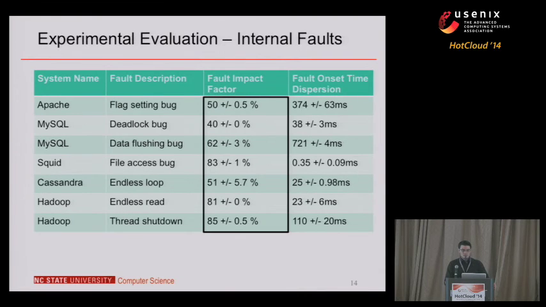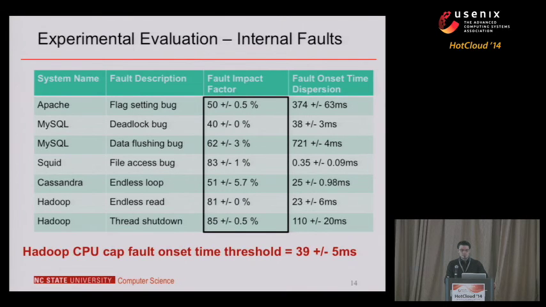On the other hand, if we look at our internal faults, we can see that they are all significantly less than 100%. Most of them are in the 60s, 50s, and 40s. We have one case that's borderline, which is the Hadoop thread shutdown bug. That's right at 85%, where we set our threshold.